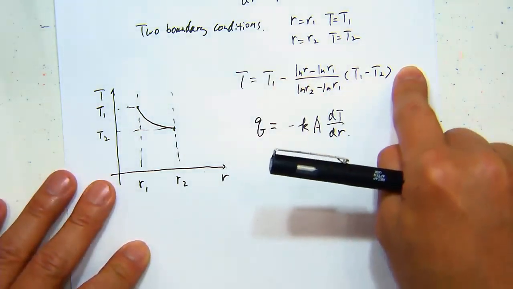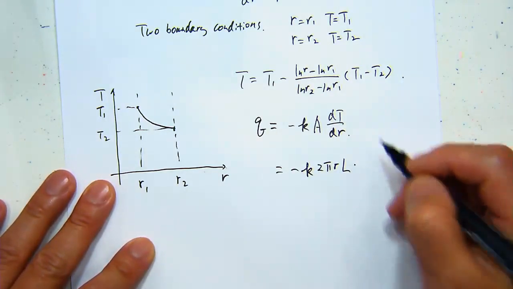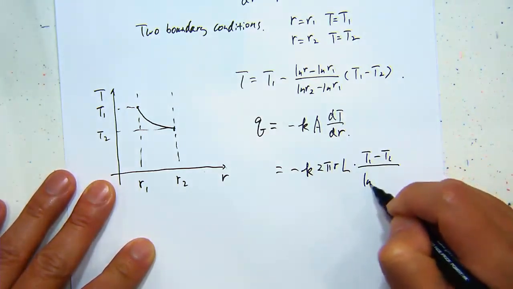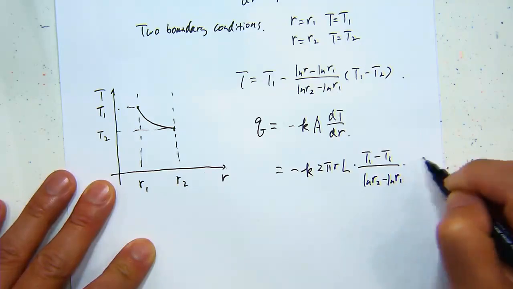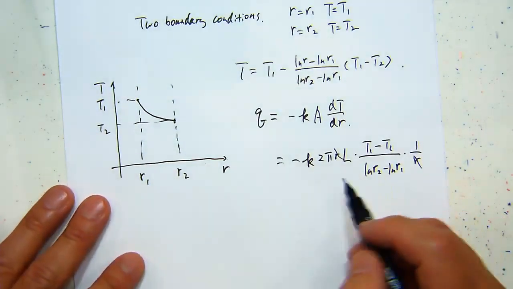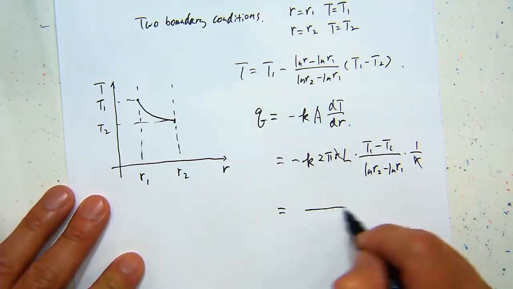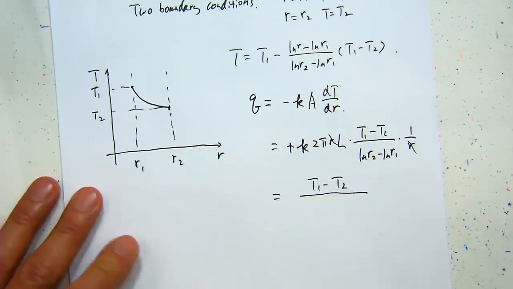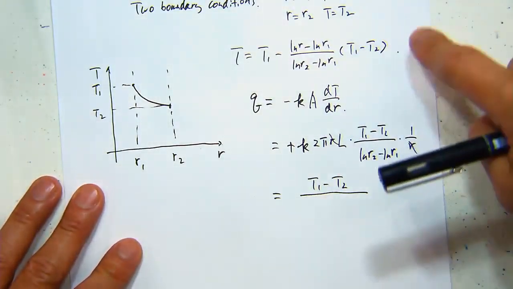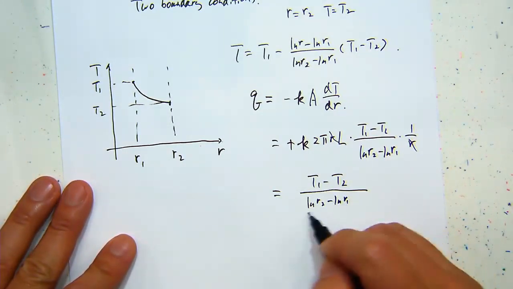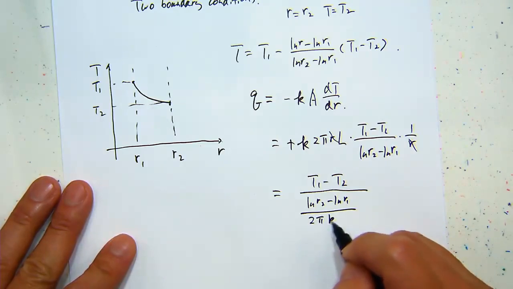Then you bring in the temperature equation you already solved. Then you will have the T1, T2, log r2 over log r1, and 1 over r. But you will realize that the r and the 1/r got cancelled. So you end up with T1 minus T2. Sorry, I should get rid of the minus sign when I'm doing this. Then I will have the ln(r2/r1) over 2 pi k L.